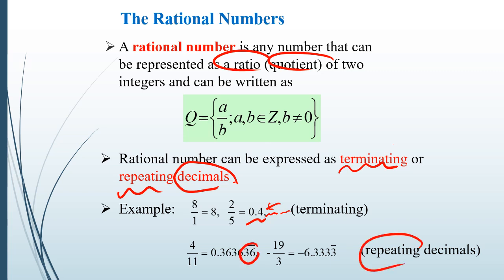Another example is negative 19 over 3. It will be negative 6.33333333. So what is repeating here? They will repeat 3.